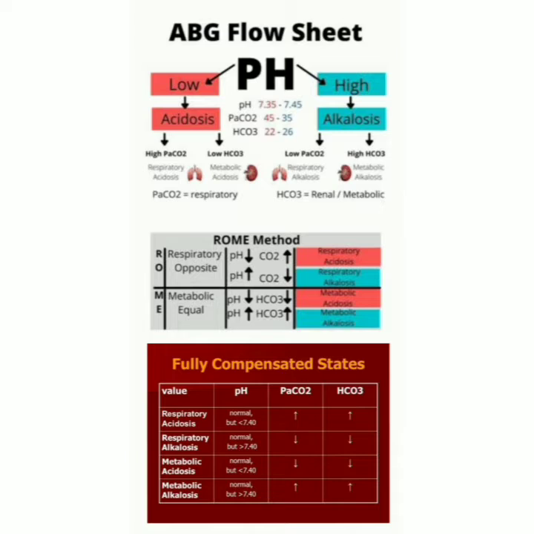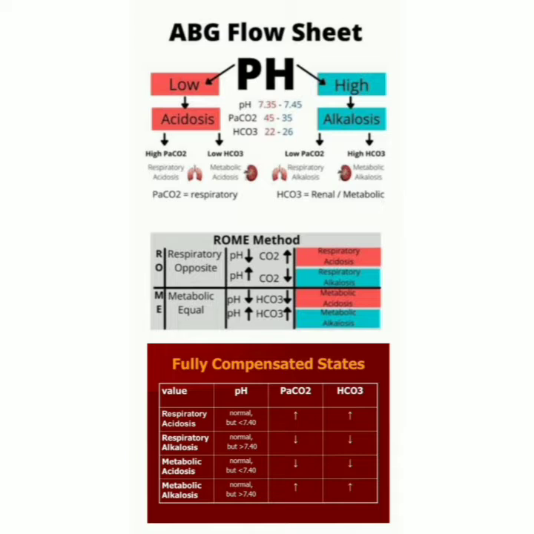For the ABG flow sheet, first we need to know the normal values. The normal value of pH is 7.35 to 7.45. The normal value of partial pressure of carbon dioxide is 35 to 45. The normal value of bicarbonate is 22 to 26.